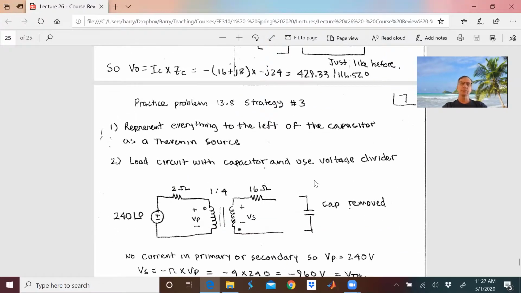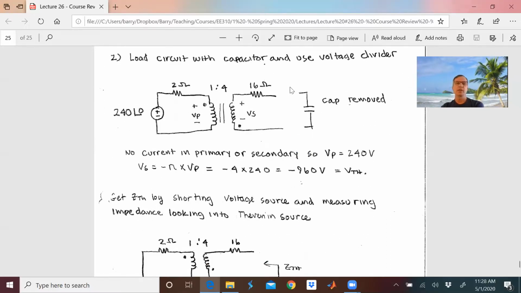Now let's do our third strategy. Here what I'm going to do is remove that cap, and I'm going to represent everything to the left of the capacitor as a Thevenin source. When it looks like a Thevenin source, I'm just going to have a single source right here, and the Thevenin impedance, and that's going to drive the capacitor. So once I have my Thevenin source, I'll load the circuit with the capacitor and just use voltage divider to get the voltage across that capacitor.